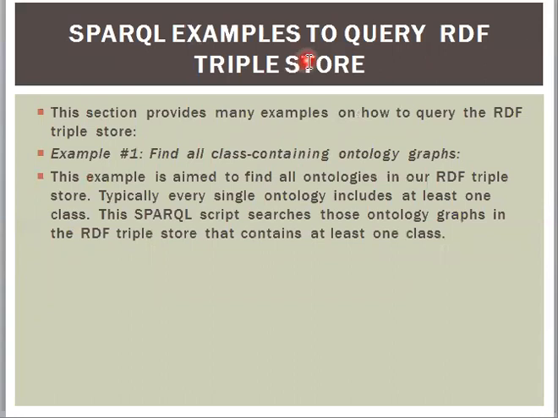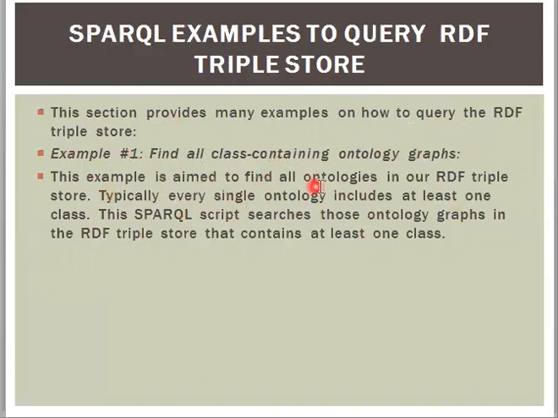SPARQL examples to query an RDF triple store. Here are a few examples we will be seeing along with the SPARQL query or SPARQL script. This section provides many examples of how to query the RDF triple store. Example 1: find all classes containing the ontology graph. In the first example, we have to find all the classes which have the ontology graph. This is the data sample for it.